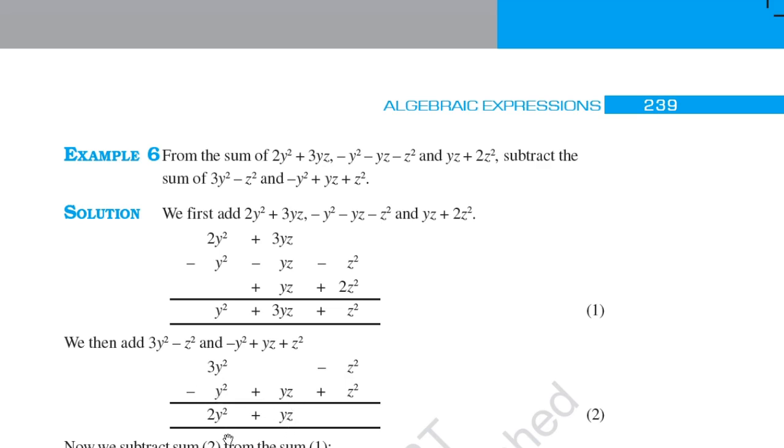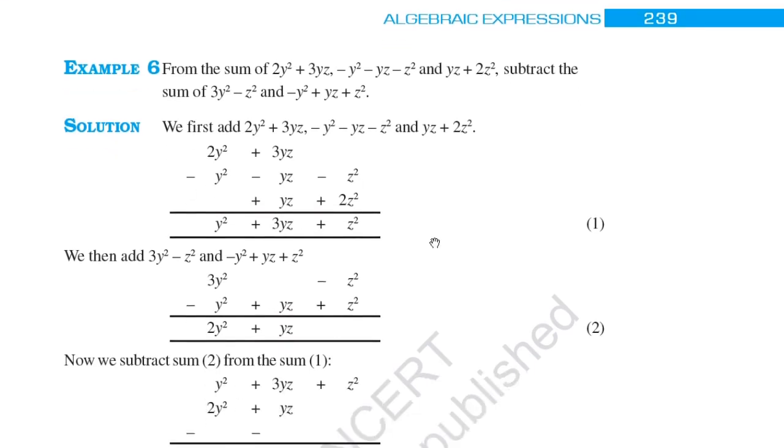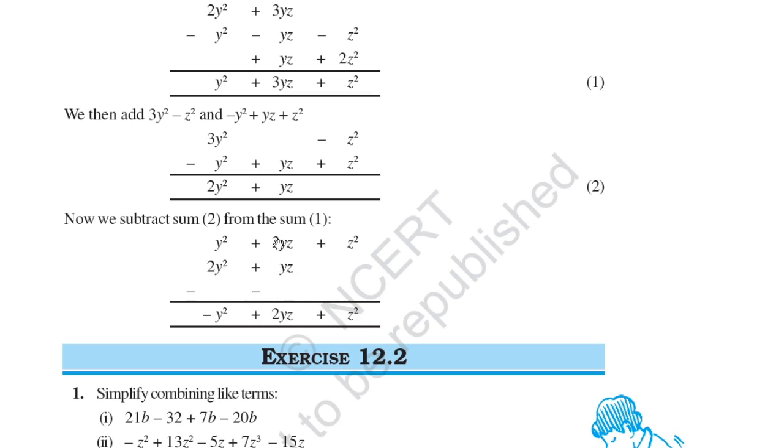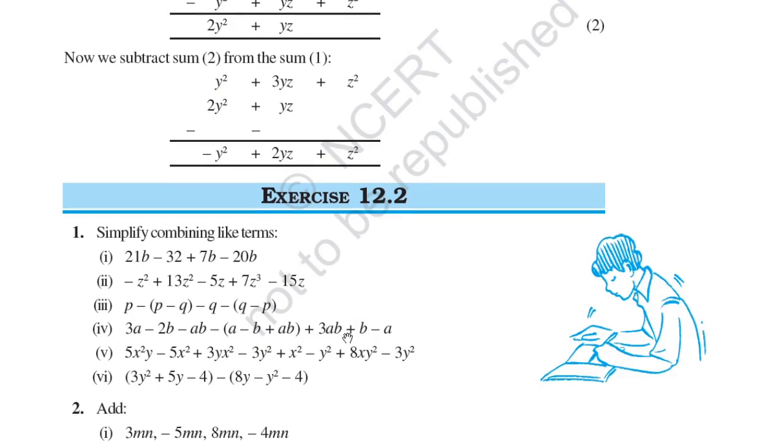Now we have to subtract 2 from 1. So we'll write this, and below this we'll write this. We have to subtract, so the sign will be changed. The first is given here, the second is given here, you are subtracting it. So this will become minus because 2 is higher, so you will get minus here, and here yz will subtract, so it will become 2yz, and z square will come as it is. So it is an exercise, you can solve it, and if you have any doubt, you can ask it in the comment section below.